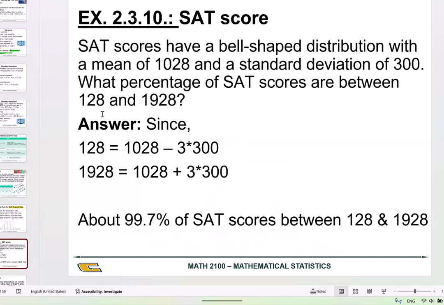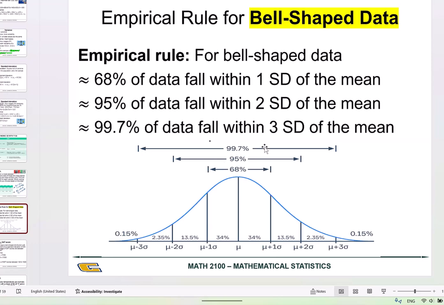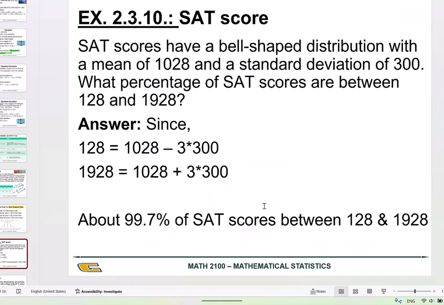So let us look at an example here for the SAT score, right? It has a bell-shaped distribution. And here the mean is 1,028 and the standard deviation is 300. Okay, so what is the percentage of SAT scores between 128 and 1,928? Basically from this you can see that 128 is the value 3 standard deviations below the mean, and 1,928 is the value 3 standard deviations above the mean, okay? So with the empirical rule, we can see that 99.7% of data will fall in this range. So you can conclude that 99.7% of the SAT scores are between these two values.